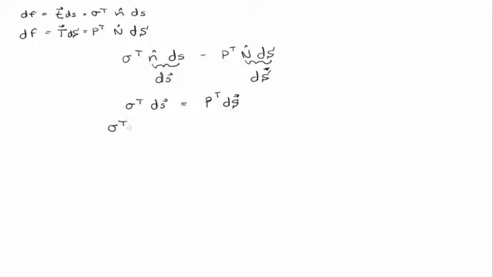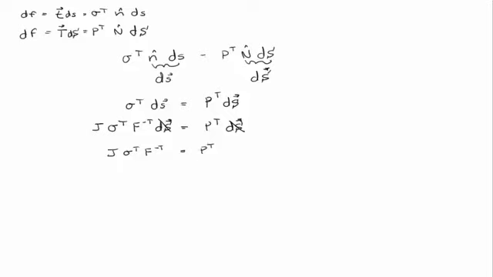Sigma transpose is equal to, and I'm just going to put J as a scalar, so I'm just going to move it out front. So we have J F inverse transpose d big S is equal to P transpose d big S. These are vectors, right? Cancel, cancel. J F inverse transpose sigma is equal to P transpose.